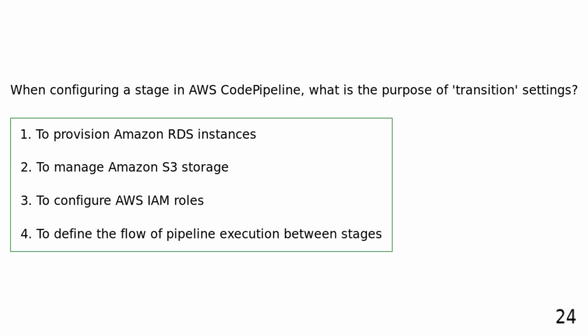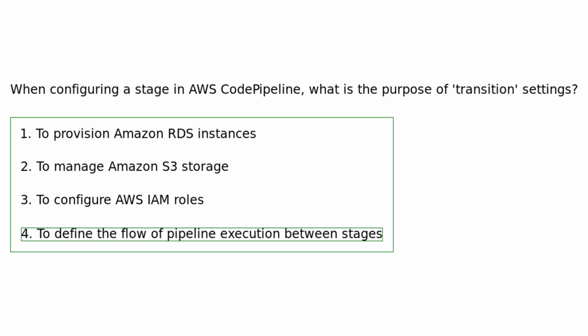When configuring a stage in AWS CodePipeline, what is the purpose of transition settings? To provision Amazon RDS instances. To manage Amazon S3 storage. To configure AWS IAM roles. To define the flow of pipeline execution between stages. Transition settings in AWS CodePipeline are used to define how pipeline execution moves from one stage to another, ensuring the flow of deployment.